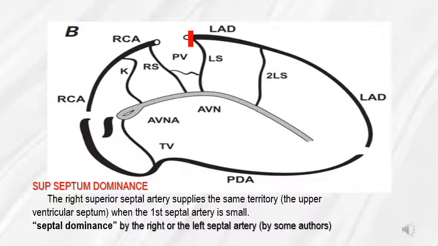When there is acute proximal LAD occlusion before giving a big first septal artery, usually the AV node is resistant to any ischemic insult because of the presence of other three arterial supply. When there is acute proximal LAD occlusion before giving a small sized first septal artery, at this point there is usually a large right superior septal artery supplying the same territory, upper ventricular septum, by some authors called septal dominance, and the AV node will also be resistant to any ischemic insult.